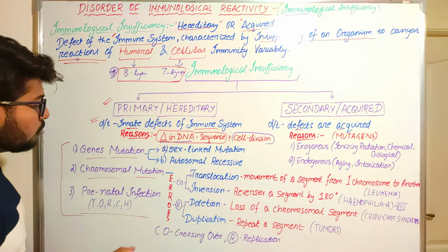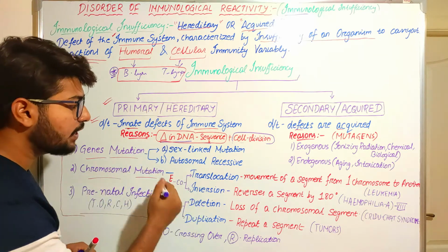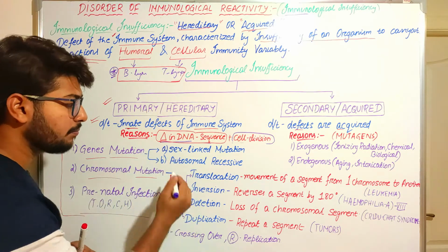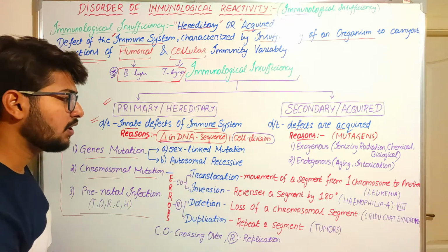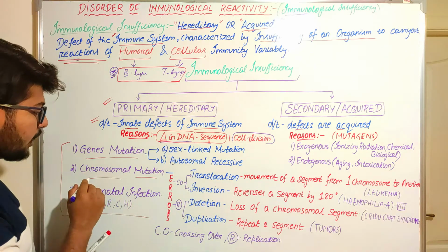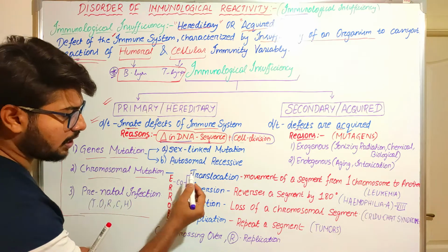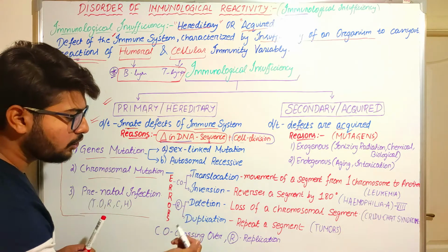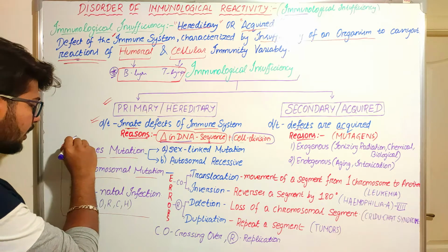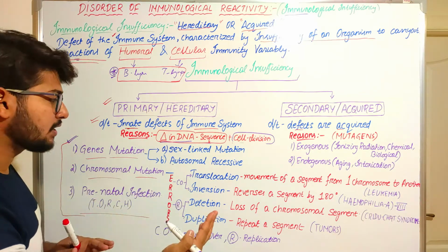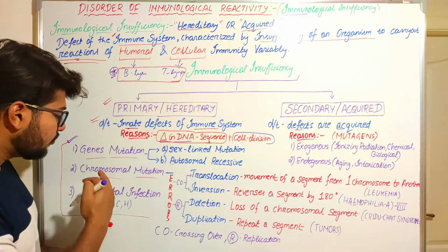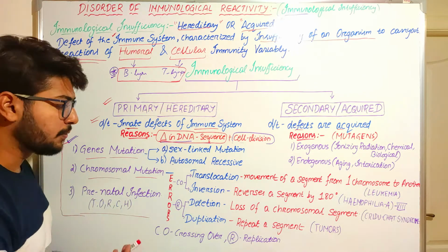And according to gene mutation, it is further divided into two types, that it may be sex-linked mutation or it can be autosomal recessive mutations. And chromosomal mutations like translocation, inversion, deletion and duplication. This gene mutation, I will explain it separately in my next slide. So now let's come to the chromosomal mutation.